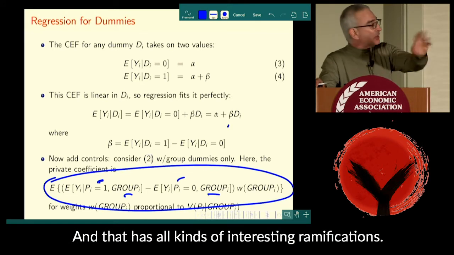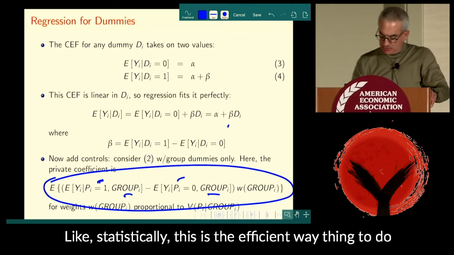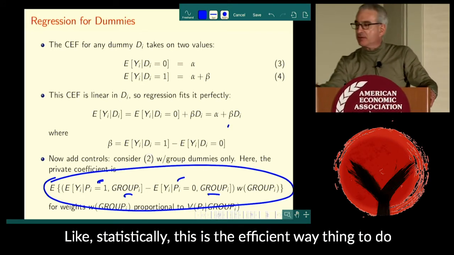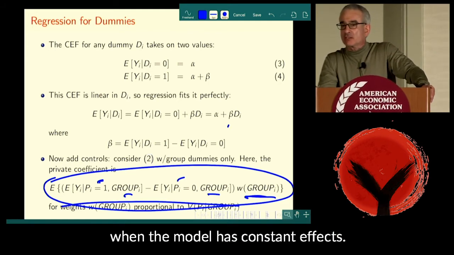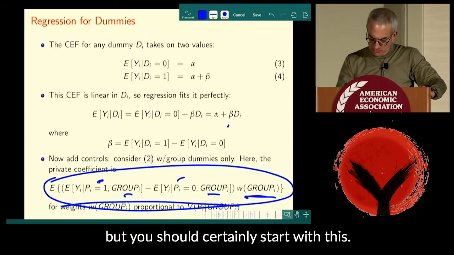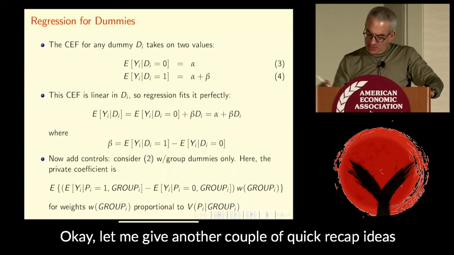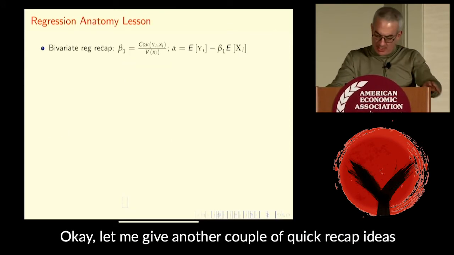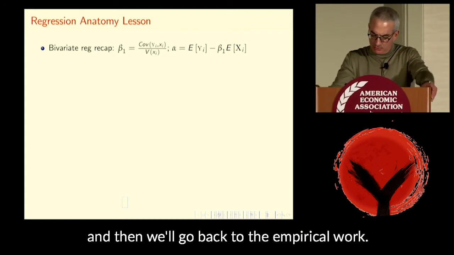And that has all kinds of interesting ramifications, like statistically, this is the efficient thing to do when the model has constant effects. Maybe it does, maybe it doesn't. You may want to do something else, but you should certainly start with this. Okay, let me give another couple of quick recap ideas, and then we'll go back to the empirical work.